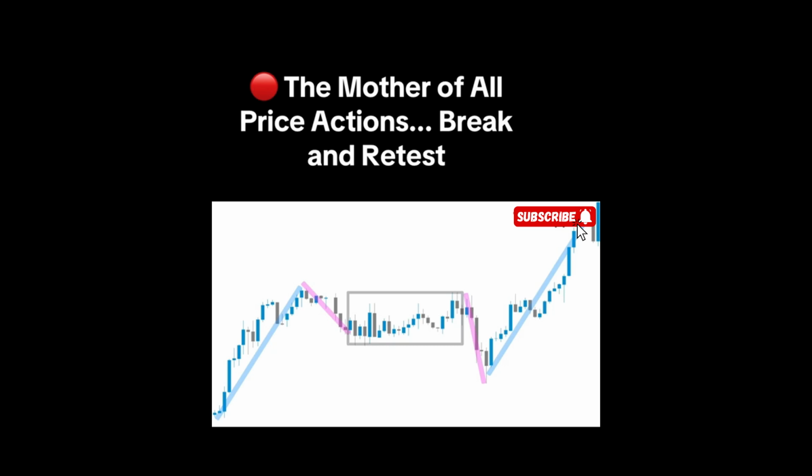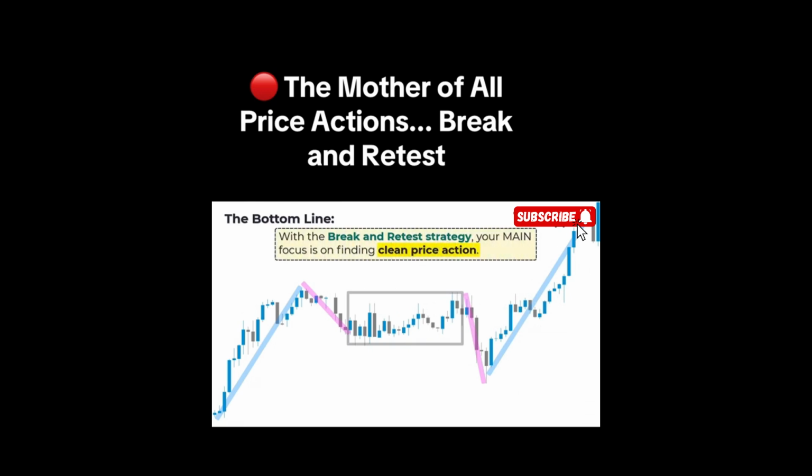That's why you have to understand the difference between clean, smooth market behavior and messy, unpredictable patterns. Spotting these differences is crucial if you want to make the right trading decisions and avoid getting caught in the chaos. And here's the bottom line. With the break and retest strategy, your main focus is on finding clean price action. That's where the magic happens. Clean, structured movements make it so much easier to trade confidently and make smart, profitable decisions.